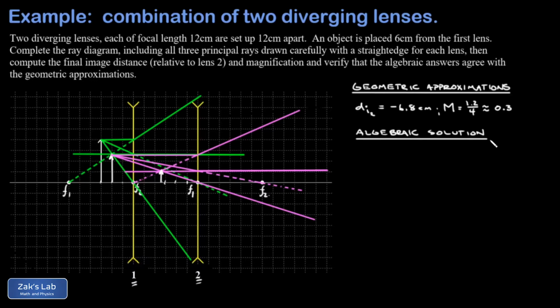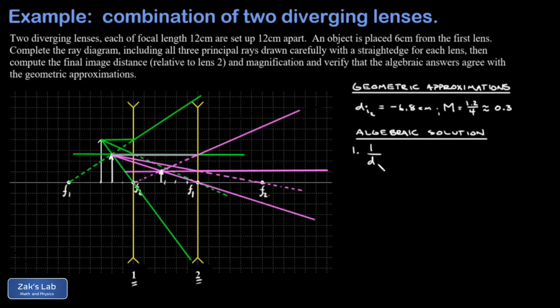Next, we want to get the algebraic solutions. So this means finding the image location using the thin lens equation and then finding the magnification at each stage using the magnification equation. So we have to split into two parts here. There's the processing of the first image and the processing of the second image.